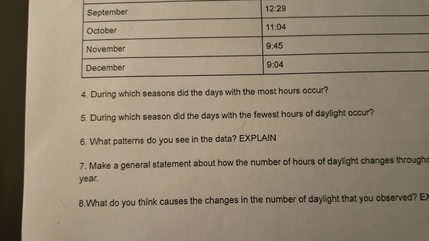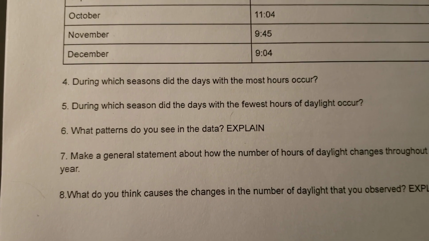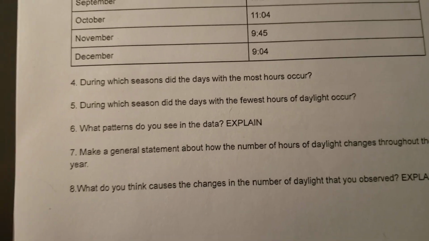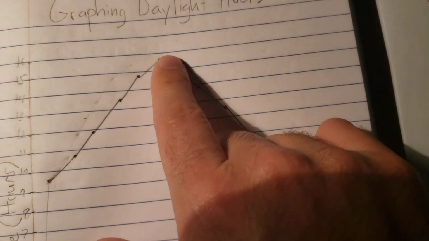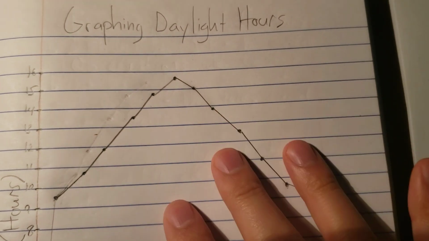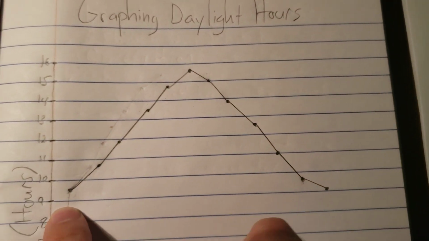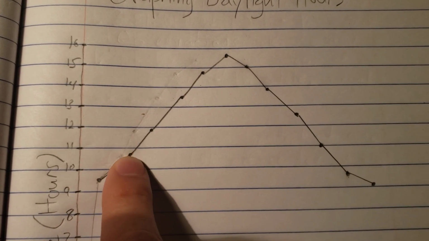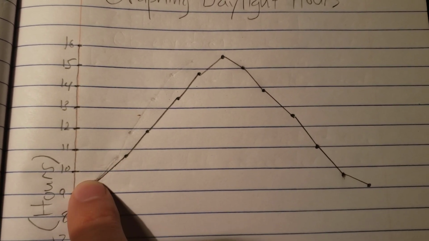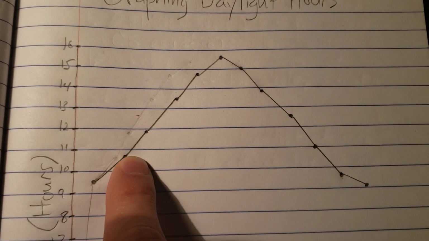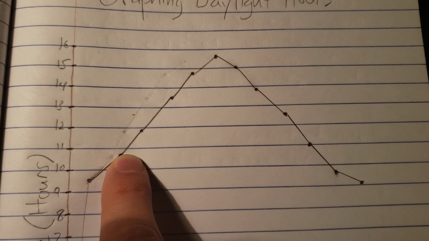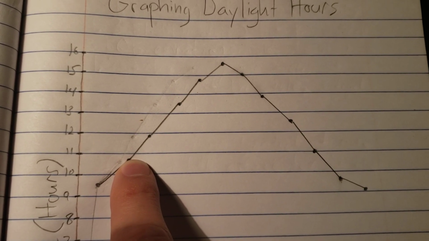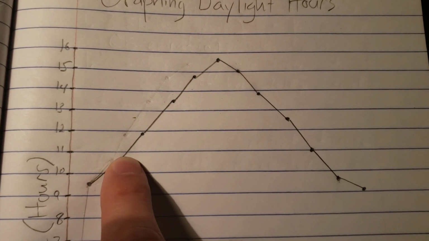All right, number 5. During which season did the days with the fewest hours of daylight occur? So we're just looking at the opposite. So we look at our mountain-shaped data here. We go down to the fewest. Okay, this is January's. Okay, January, February is kind of at the base of our graph here. We know that January, February is like wintertime. Okay. And so we say early winter.